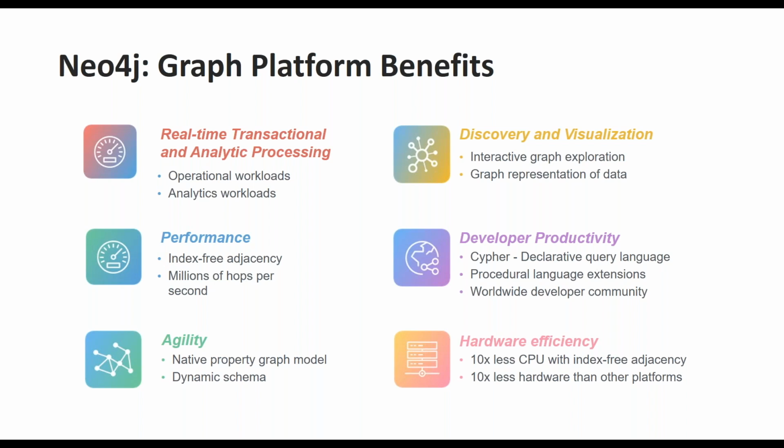And again, hardware efficiency, just by nature of how we store the data and how we retrieve it. It means it's very efficiently stored, very quick to use. It means you need a lot less hardware to be able to do the same kind of traversals that you do with Neo4j compared to your traditional databases.